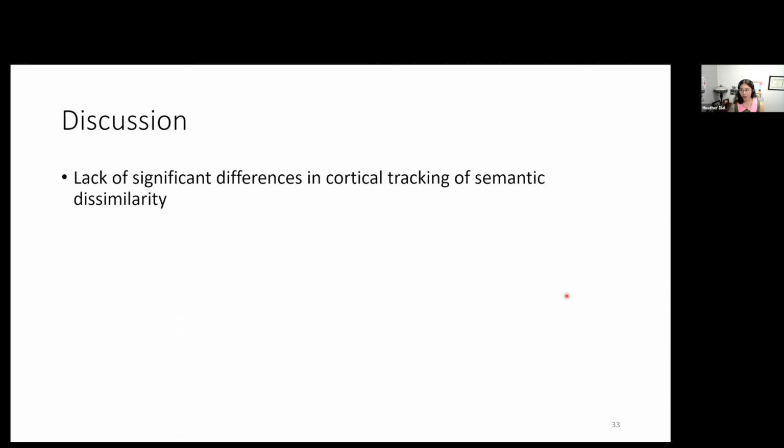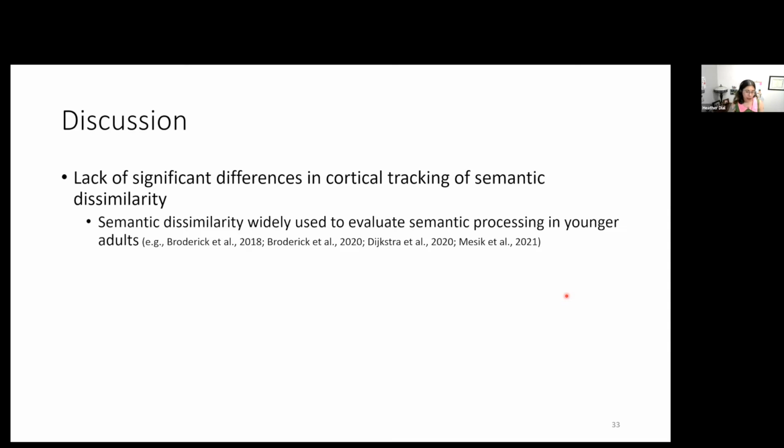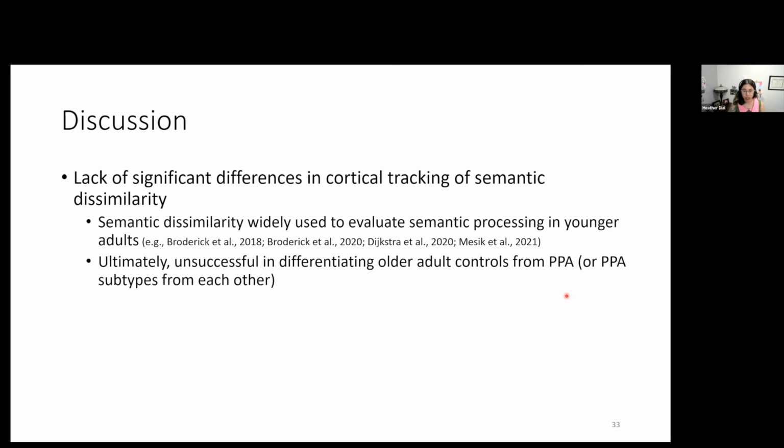We showed this previously using word2vec. We were hopeful that GPT-2 might give us a different outcome, and in fact, we see the same findings in both word2vec derived feature vector models and GPT-2 derived feature vector models. Now, semantic dissimilarity has been fairly widely used to evaluate semantic processing, but it's primarily been in younger adults. For us, we were ultimately unsuccessful in differentiating older adults from PPA using this specific approach, but it's also been shown more recently that older adults may not respond to semantic dissimilarity the same way that younger adults do.